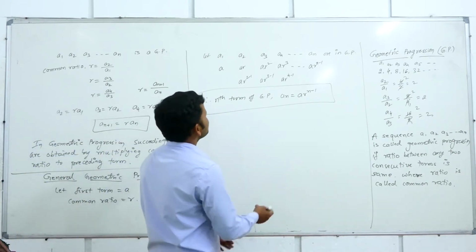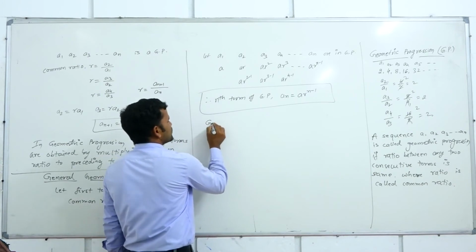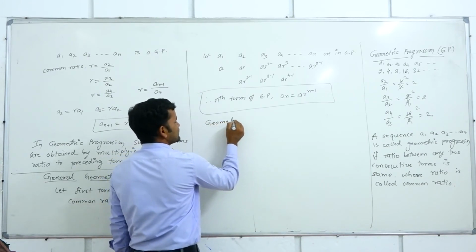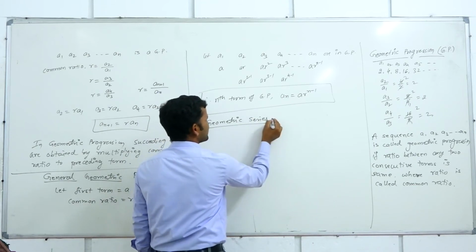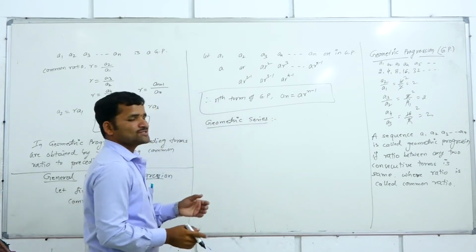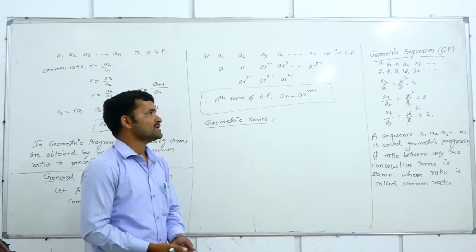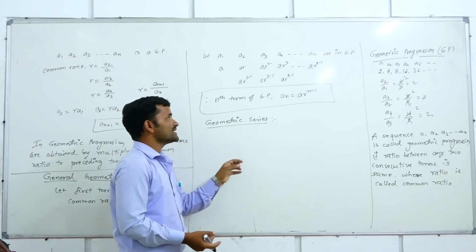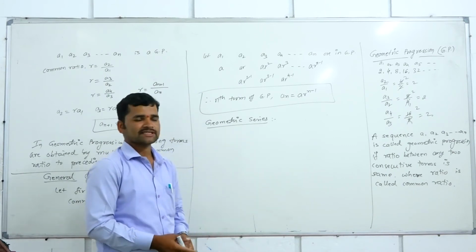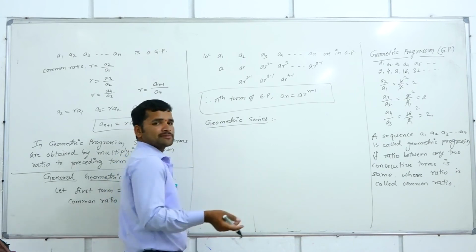So next, what is geometric series? Geometric series. Series concept we have explained in the beginning of this chapter. Geometric progression is there, means terms a, ar square and up to all those. If you write sum of all those, that will be the geometric series. In the same way, arithmetic series also.